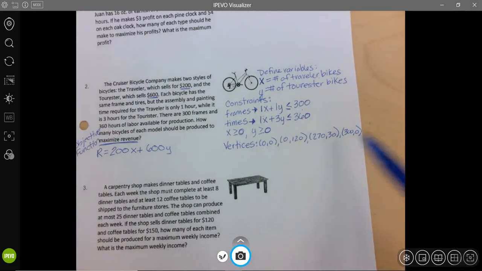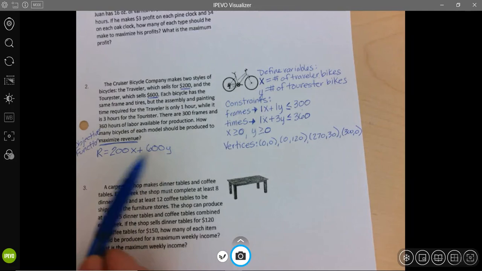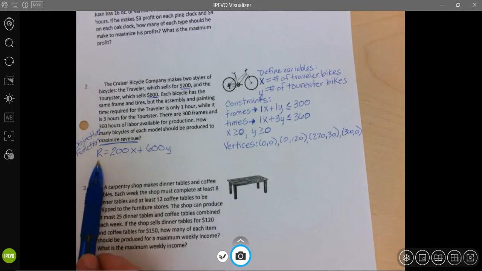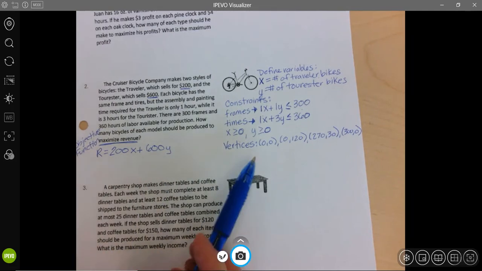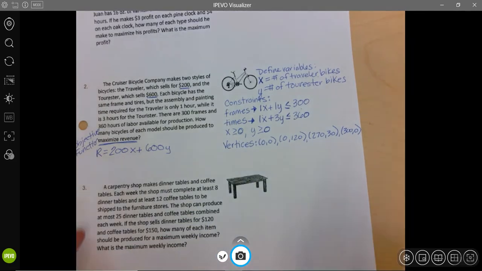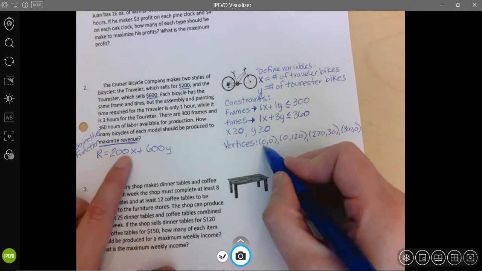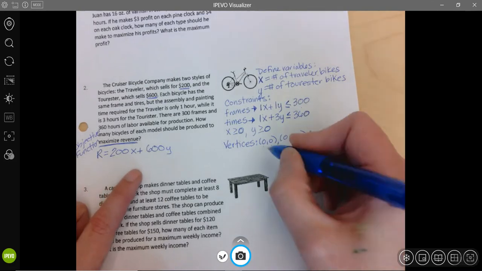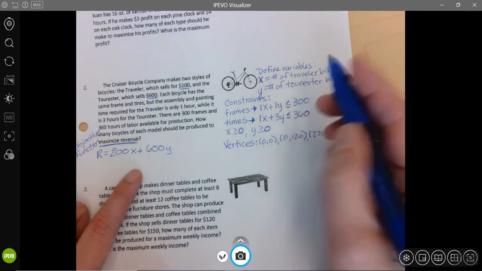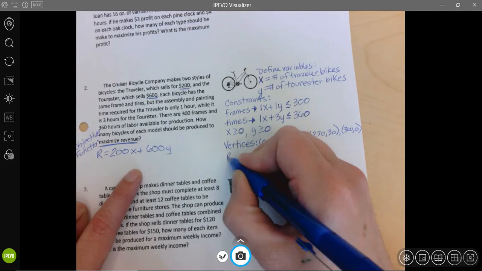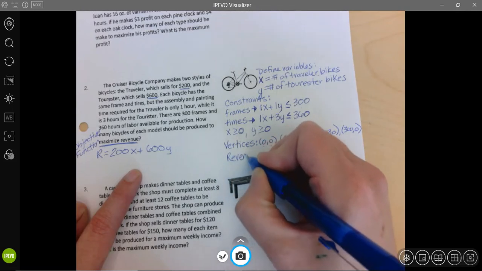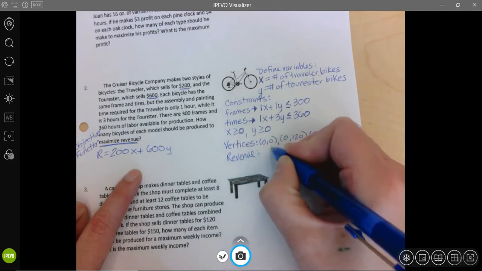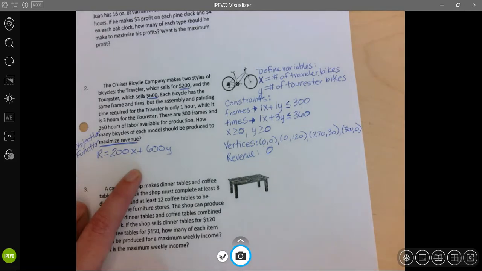So what we're going to do now is we're going to substitute each of the vertices into our objective function. So we're going to put each of these into our objective function to figure out which one gives us the most revenue. So I'm going to do the first one. If I put 0, 0 in, what's 200 times 0? 0. And what's 600 times 0? 0. So my revenue, if I make 0 travelers and 0 touristers, my revenue is 0. That's not a surprise.